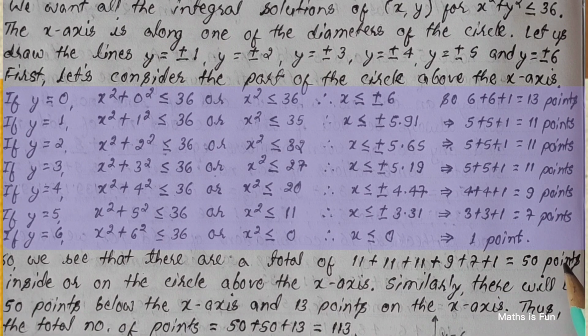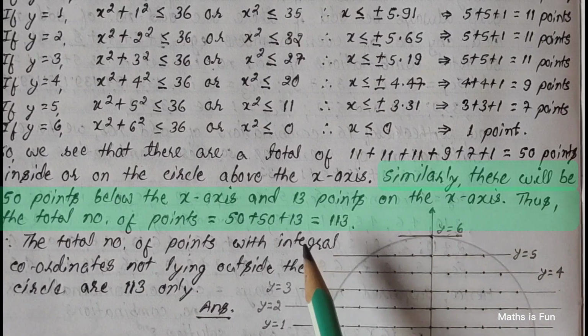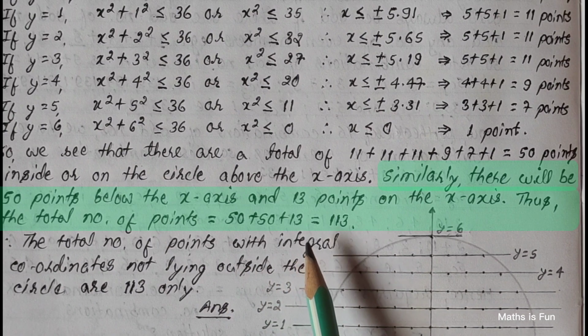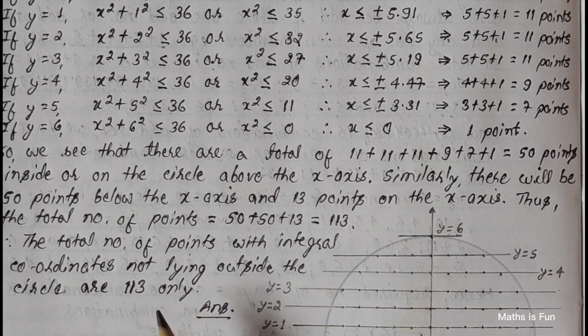So these 50 points are inside or on the circle above the x-axis. Similarly, there will be 50 points below the x-axis also. As I have already discussed, there will be 13 points on the x-axis. Thus, there will be a total of 50 plus 50 plus 13 points, a total of 113 points. Therefore, the total number of points with integral coordinates not lying outside of the circle is 113 only.